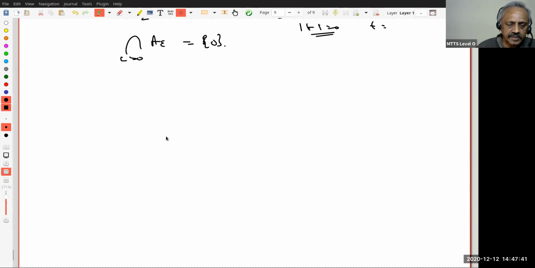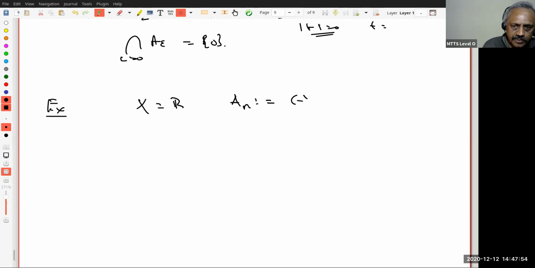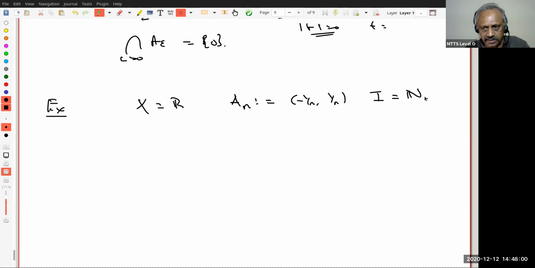Is it okay? Just the same thing, but I will change the indexing sets differently now. Okay, my X is equal to R. Now I will define A_n to be (-1/n, 1/n). My indexing set I is the natural numbers. This you must have seen in the nested interval theorem. Okay, this is the first counterexample they will give you.